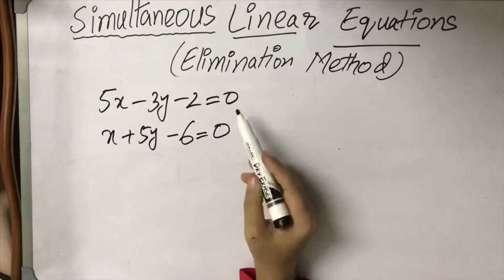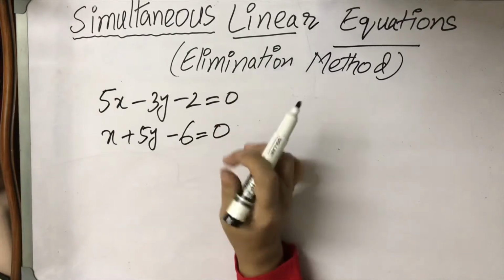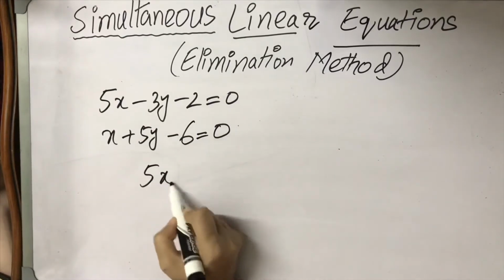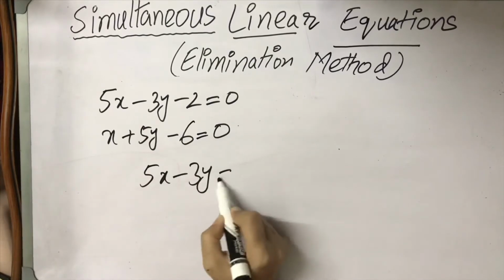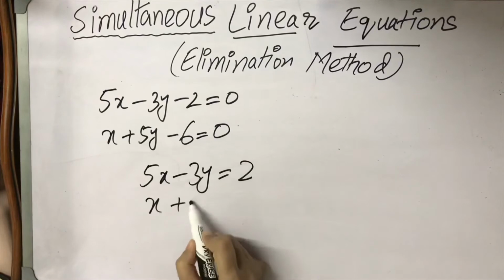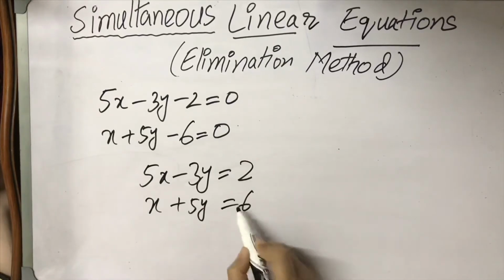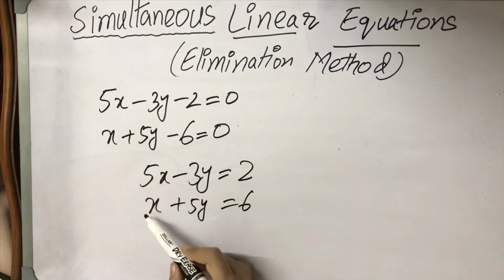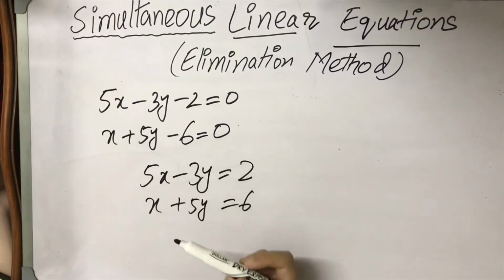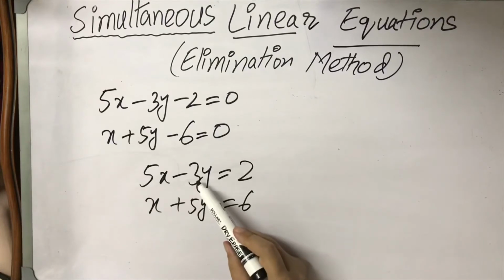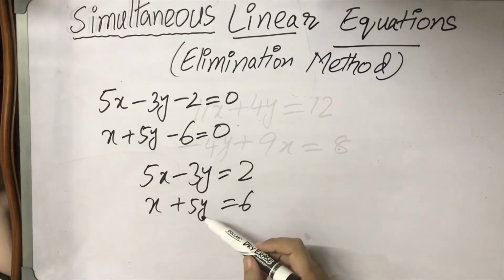Okay, this is a pair of equations, but he has written the pair in this form. You can easily convert it into the other form like this: 5x minus 3y equals 2 and x plus 5y equals 6. Now you know you can make both x's the same by multiplying the second equation with 5, or you can make both y's the same by multiplying the first equation with 5 and the second with 3.